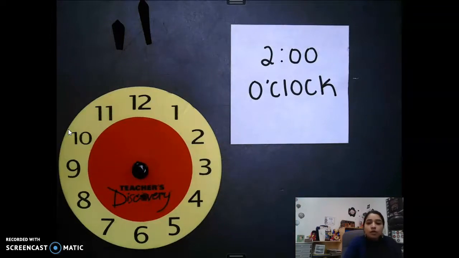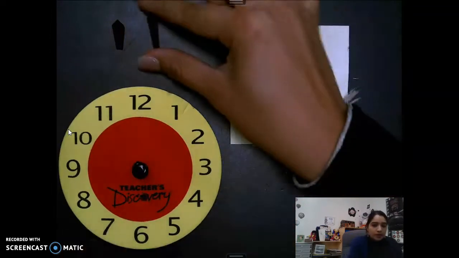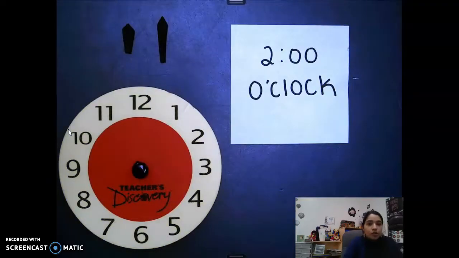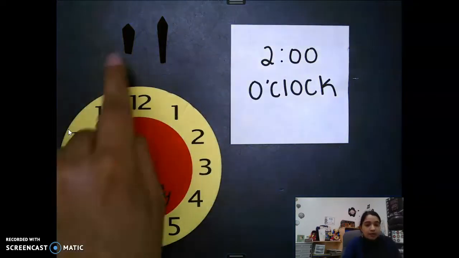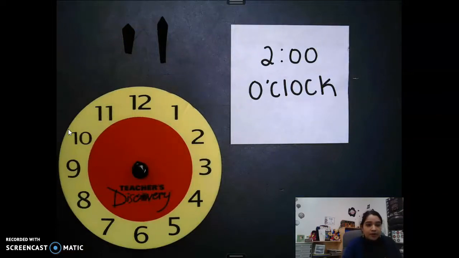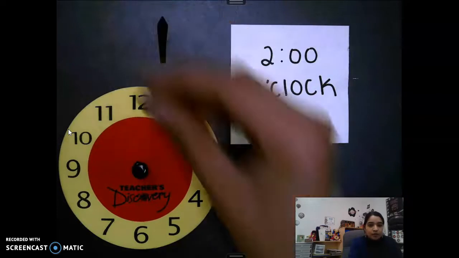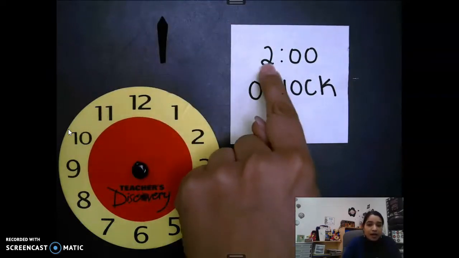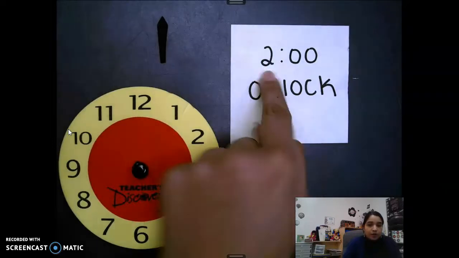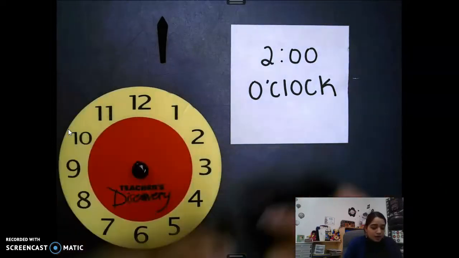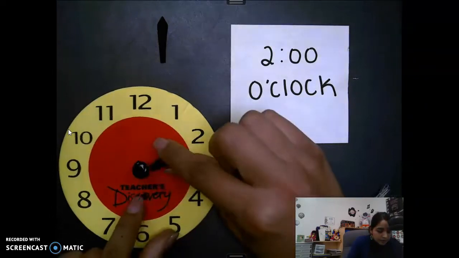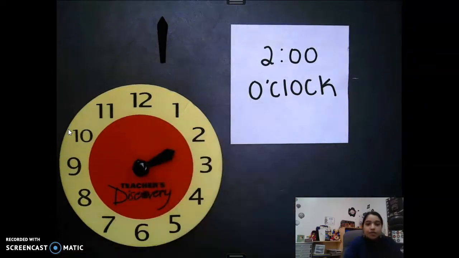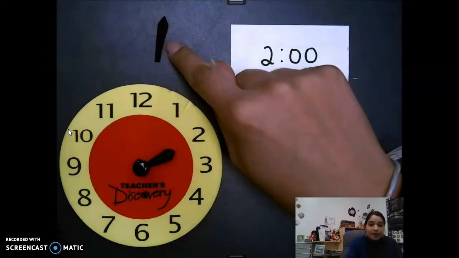So what does 2 o'clock look like? Let's go ahead and put it on our clock. So which one is the hour hand? Perfect, the shortest one. So let's put the shortest one on the number 2 because the first number represents our hour. Just like that. So which one's our minute hand? You got it, the longest one.